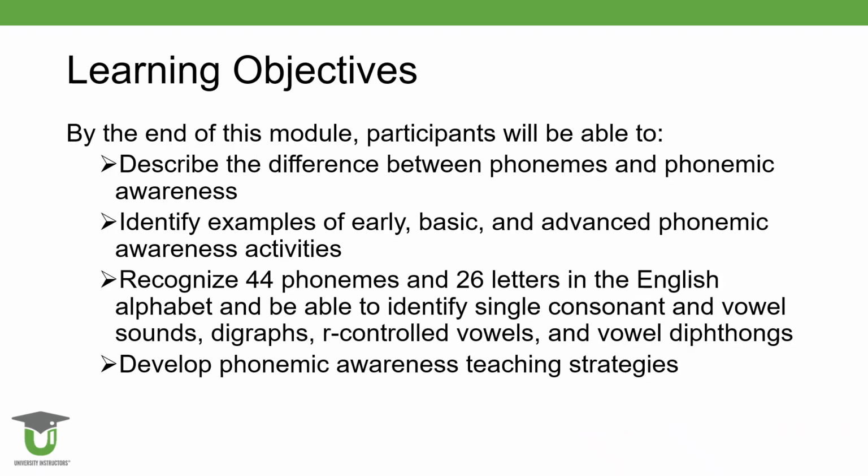By the end of this session, participants will be able to describe the difference between phonemes and phonemic awareness, identify examples of early, basic, and advanced phonemic awareness activities, recognize 44 phonemes and 26 letters in the English alphabet, and be able to identify single consonant and vowel sounds, digraphs, R-controlled vowels, and vowel diphthongs, and develop phonemic awareness teaching strategies.